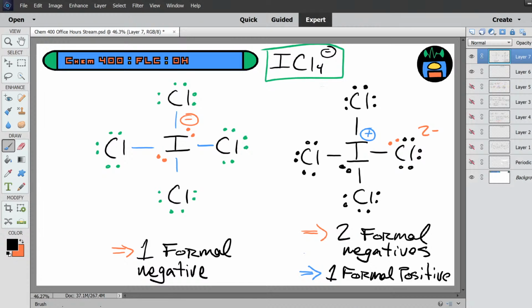So the brief answer at the end is giving both lone pairs to iodine is the only way to minimize formal charges in this molecule.